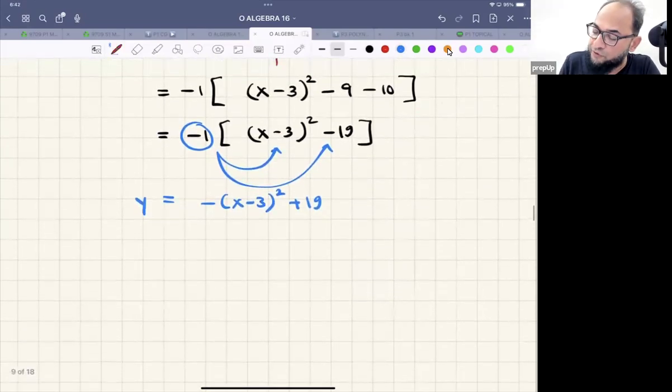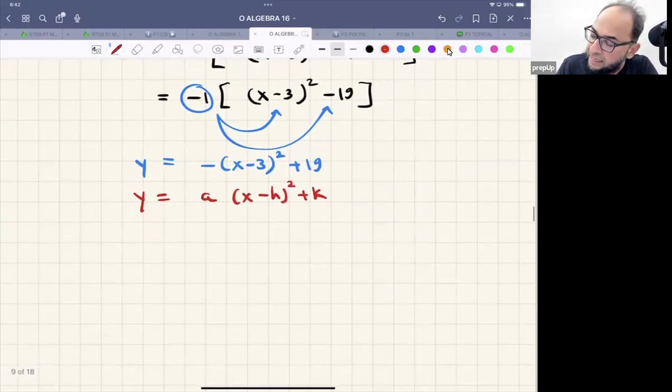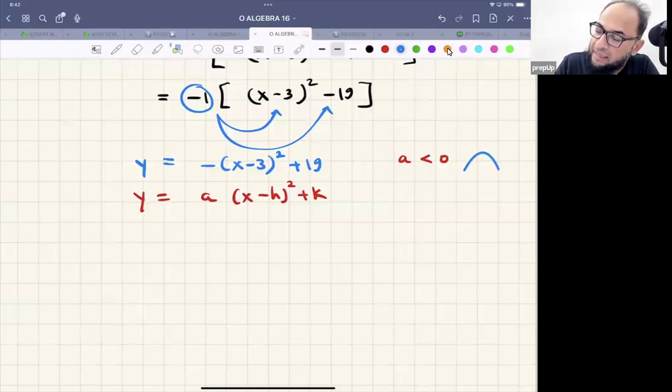Now compare coefficients with y = a(x - h)² + k. This time a is negative. a is negative 1. So therefore, the shape of the graph is upside down like this. And then what do we have over here? We have minus h is minus 3, h is 3, k is 19. So (3, 19), that's the coordinate of the turning point.